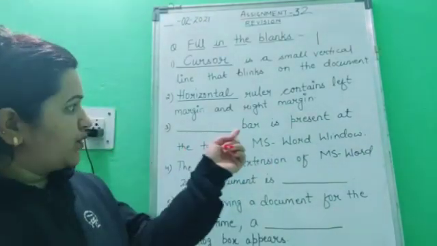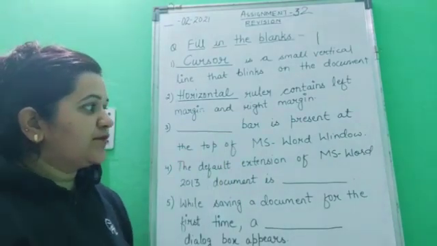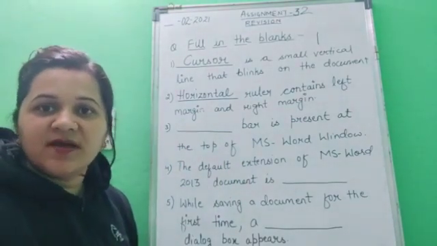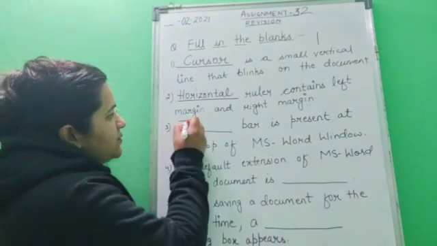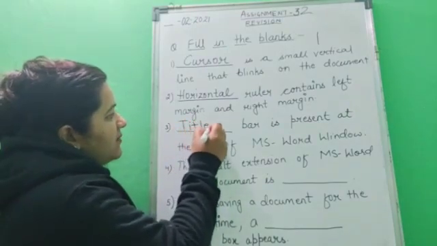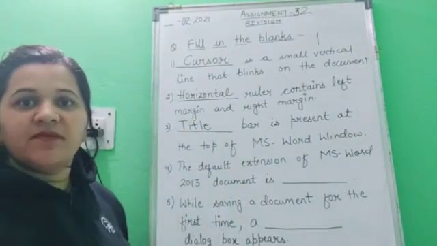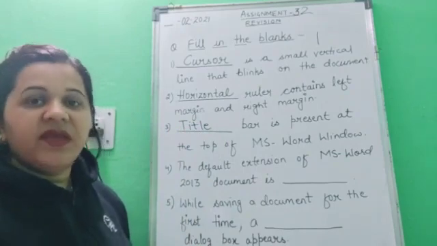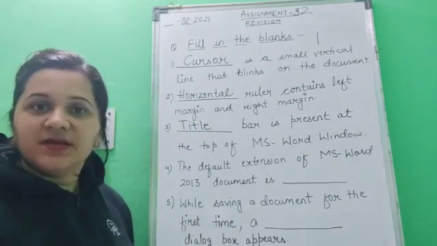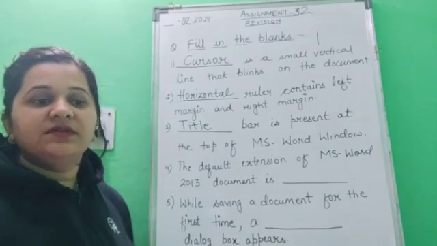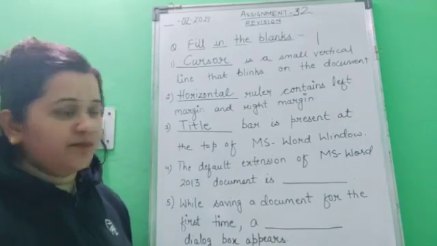Third point, dash bar is present at the top of MS Word window. Children, which bar is present at the top of the MS Word window? It is a horizontal bar. Yes, it is known as the title bar. Title bar is present at the top of MS Word window, and the title bar represents the name of the file, the name with which you have saved the file.